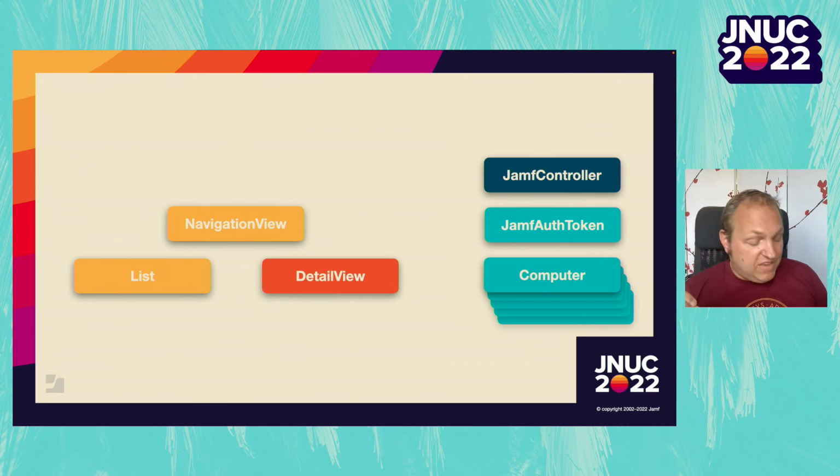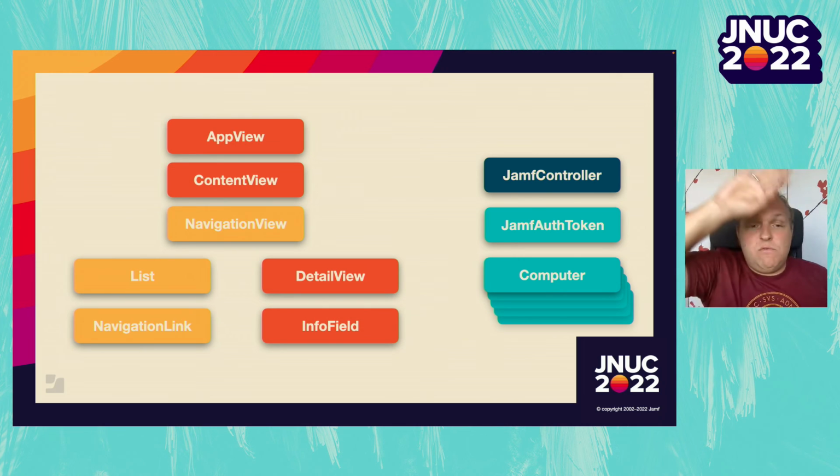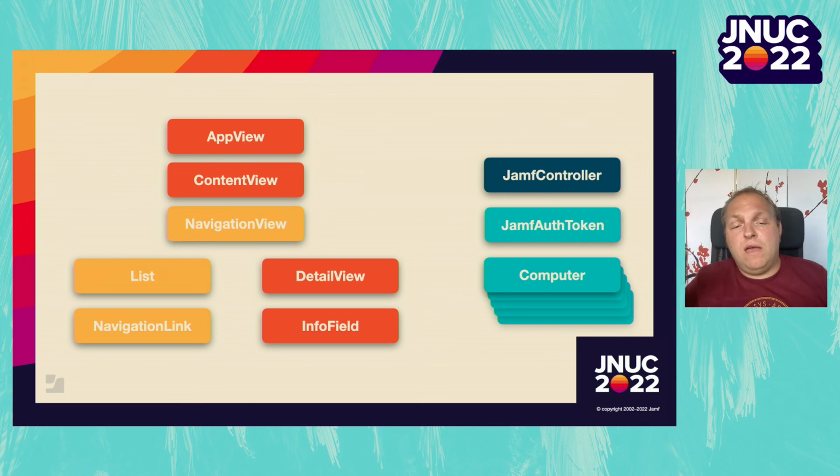Even this is a bit of a simplification. There are more objects involved in this. There's a view for the general app layout. There's a content view that binds everything together. You will have subviews in the detail for info fields. You have to use navigation links.